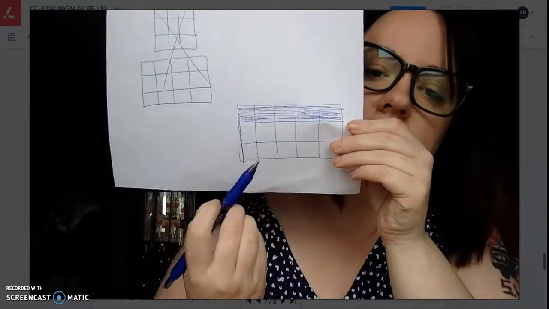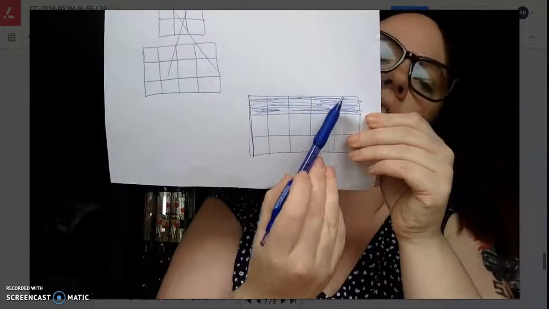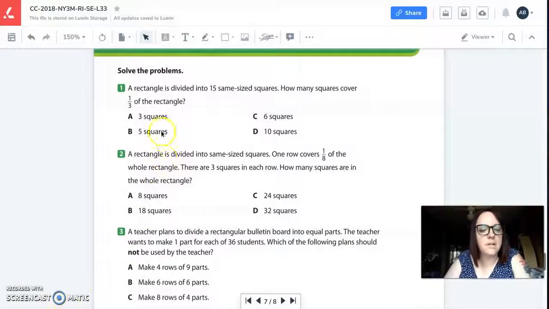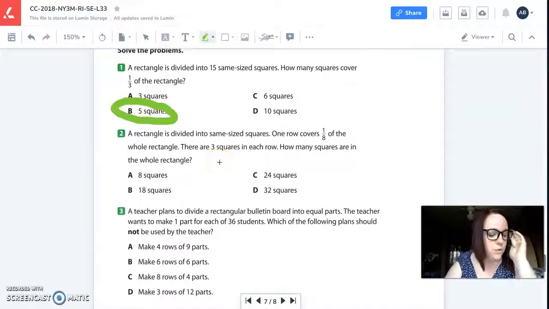So now let's count how many blocks we colored. 1, 2, 3, 4, 5. So let's look. How many squares did we cover? We covered 5 squares.